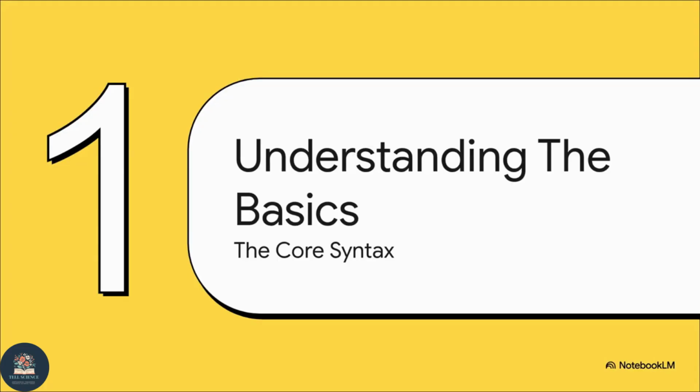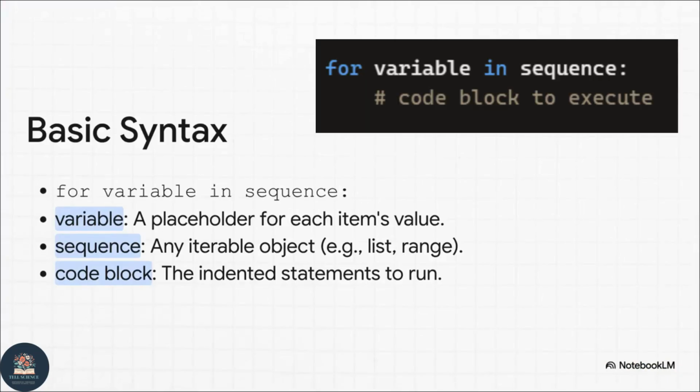First things first. Let's break down the essential DNA of every single for loop, the core structure it's built on. Once you get this part, I promise, you're well on your way. So the syntax is actually really simple and almost reads like plain English. It's got three key parts. You have your variable, which is like a temporary nickname for each item as you go through. Then there's the sequence. That's the list or collection you're looking through. And finally, the indented code block, which is just the action you want to do over and over.